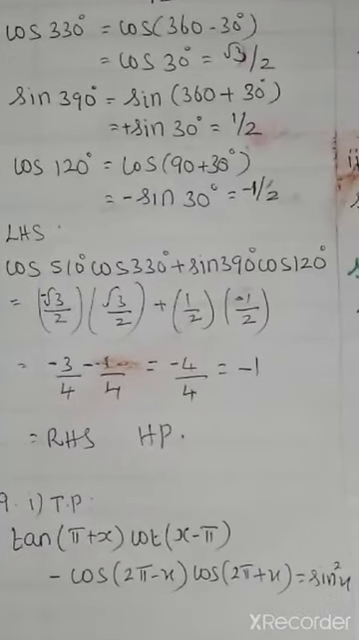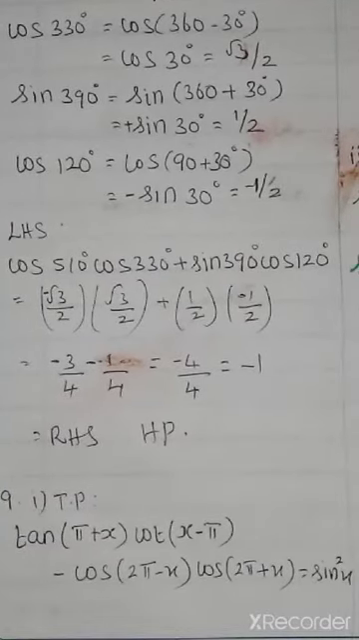Now ninth question. Prove that, again this is also a proving problem. Prove that tan of pi plus x cot of x minus pi minus cos of 2 pi minus x cos of 2 pi plus x equals what is the answer? Sine square x. Now what is meant by pi? 180 degree. So 2 pi means 360. Correct? So pi is 180, 2 pi is 360.